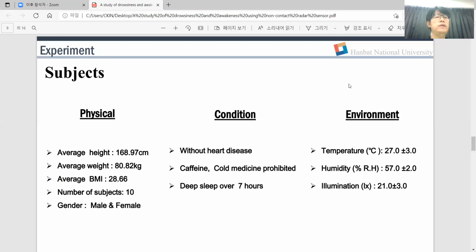Subjects were instructed to refrain from consuming caffeine, drinking alcohol, smoking, etc., that could affect the ECG measurement on the day of the experiment, and to get more than 7 hours of sleep. In this test, the temperature was 27 plus or minus 3 Celsius, the humidity was 57 plus or minus 2%, and the illuminance was 21 plus or minus 3 lux.